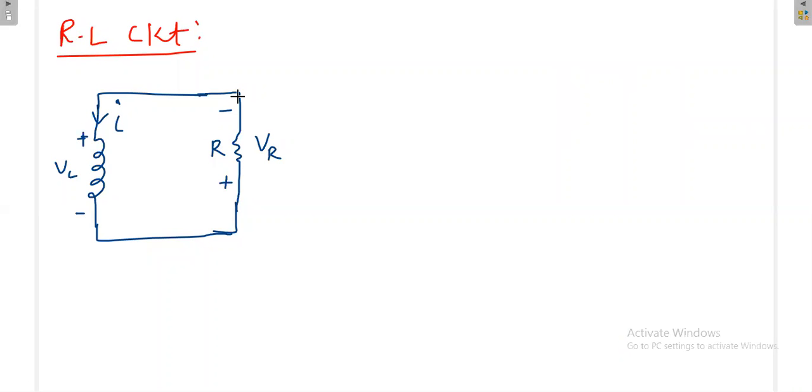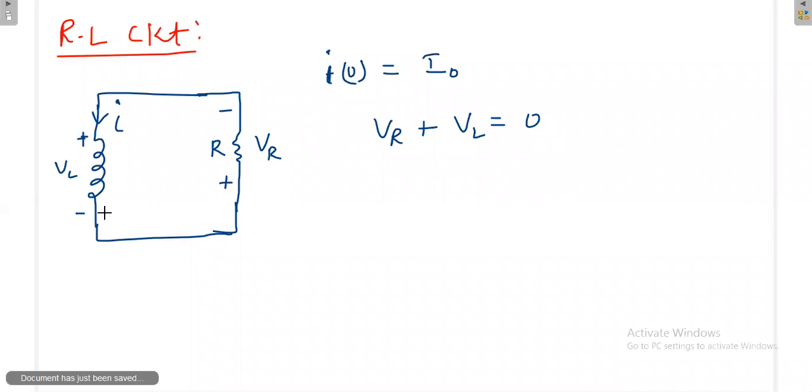So what is I0? Initially the current across the inductor is I0. Then once you apply KVL in the loop, that is VR plus VL equal to 0. VR plus VL is equal to 0.